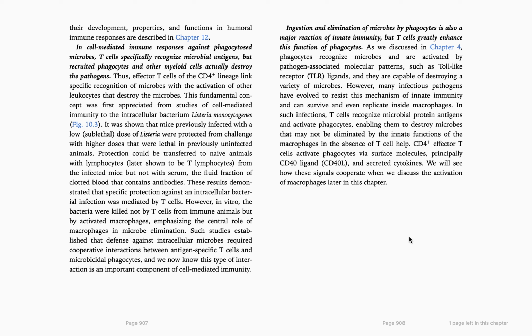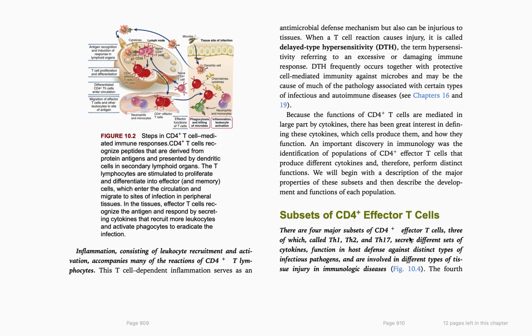CD4 effector T cells activate phagocytes via surface molecules, principally CD40 ligand, and secreted cytokines. We will see how these signals cooperate when we discuss the activation of macrophages later in this chapter. So we have the diagram. As always, I insist you visit the book and see the diagram, how it looks. This is figure 10.2. It shows the steps in the CD4 T cell mediated immune response.